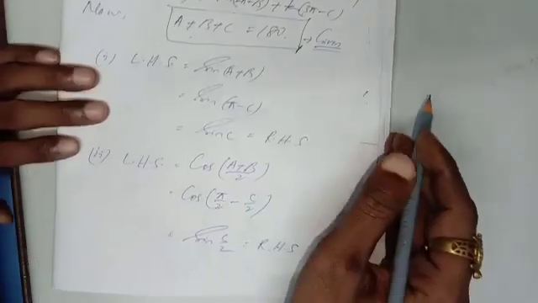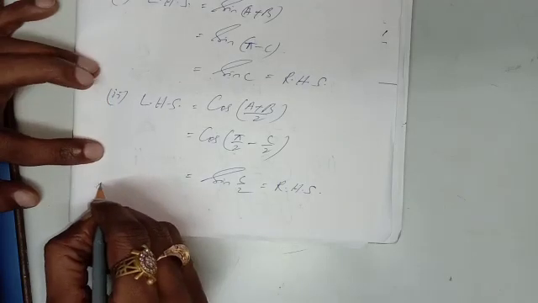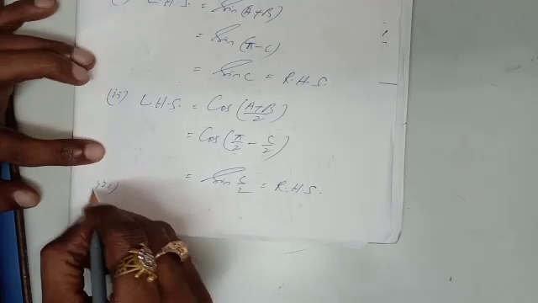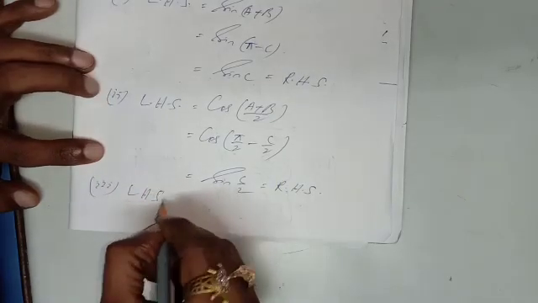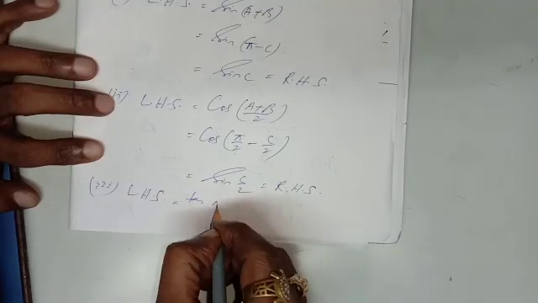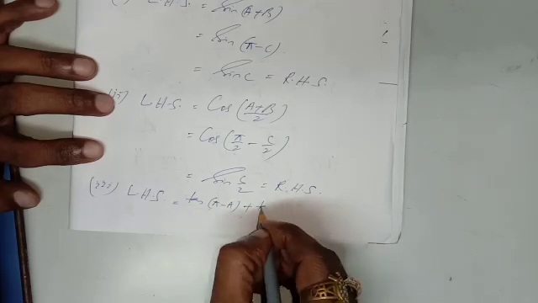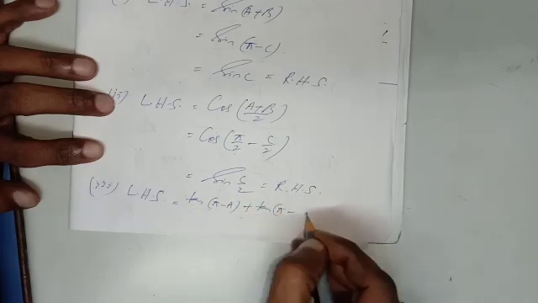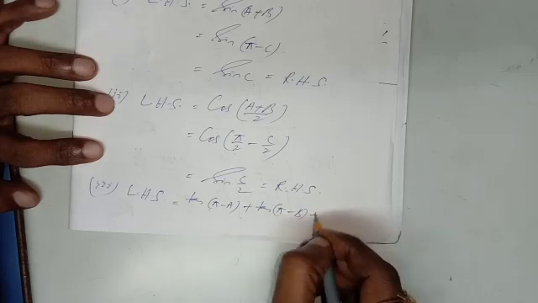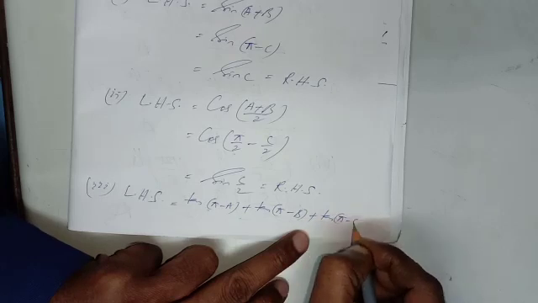Okay, let me explain here. That means you have to copy the left hand side. What is the left hand side? Already written there. I am just replacing tan B plus C. B plus C means pi minus A, plus this will be tan pi minus B, and next one is A plus B, which means tan pi minus C.